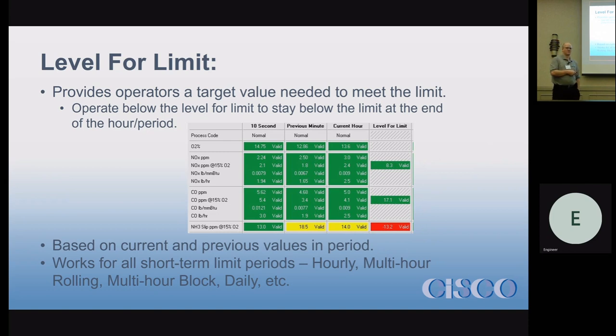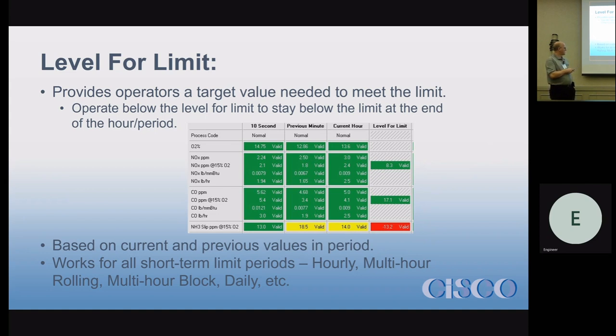It works for any of your short-term limits, hourly, rolling hour, up to the daily level. It doesn't really work too well for your 12-month rollings or things like that. And it can work on a block average, so if you have a 3-hour block, which New Jersey sites have, or rolling averages. We put it on the screen typically after the current hour. It's right here on this screen.